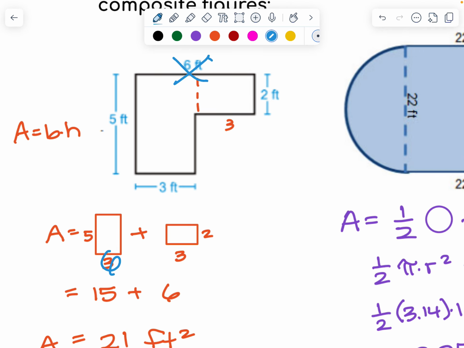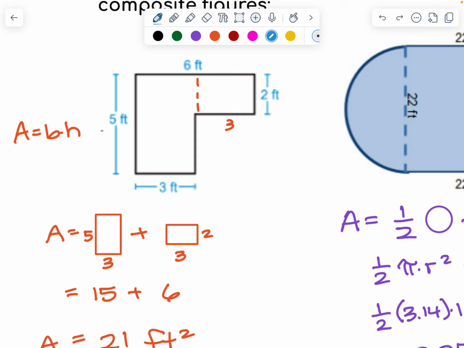We're not using this number because we've only cut it off to here, right? See how I cut it off there? So it's not a 5 by 6. We use this 3. Watch out when you're cutting into shapes. You've got to see which measurement you're using now. Same with this little one.